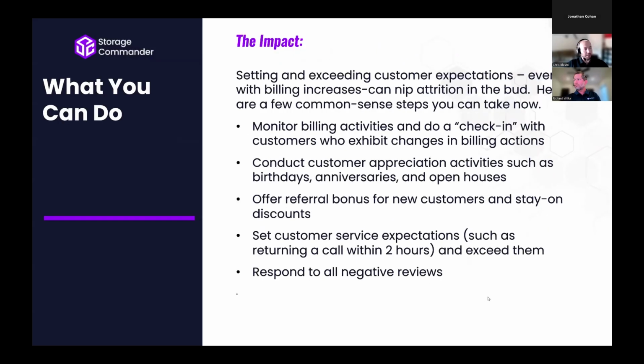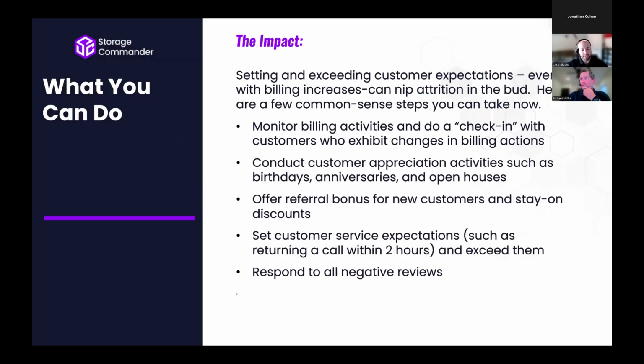And so that leads us right into what you can do. Setting and exceeding customer expectations, even with billing increases, can nip attrition in the bud. If you are regularly monitoring your billing behavior and reach out to customers showing changes, that can be a huge thing. You want to build loyalty through appreciation efforts, like birthdays, anniversaries, military appreciation.